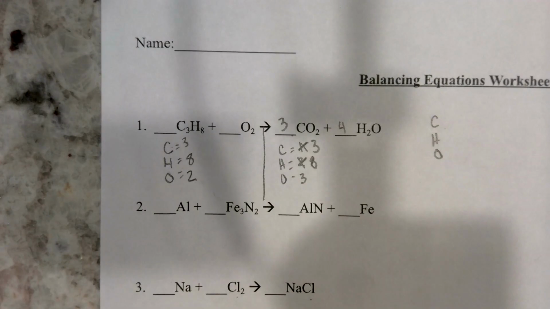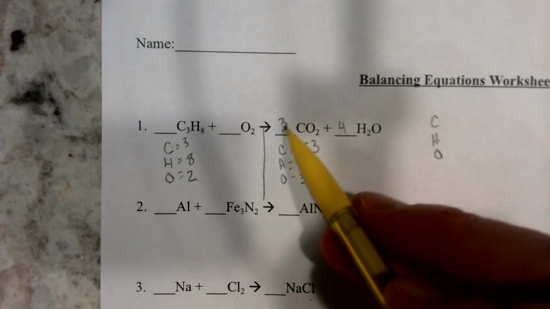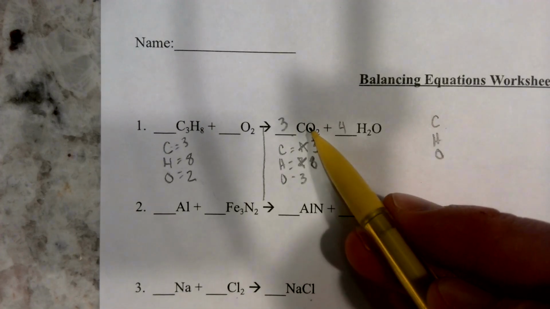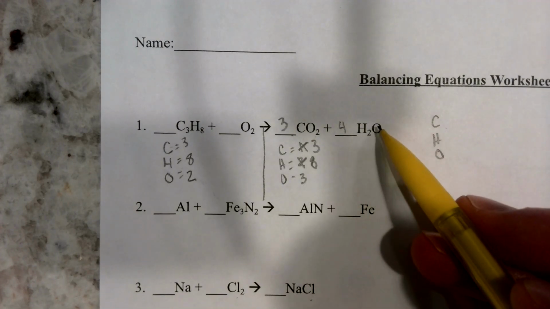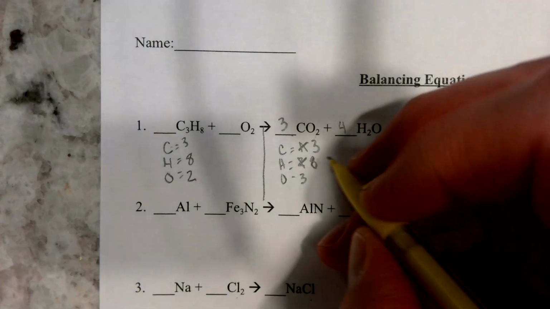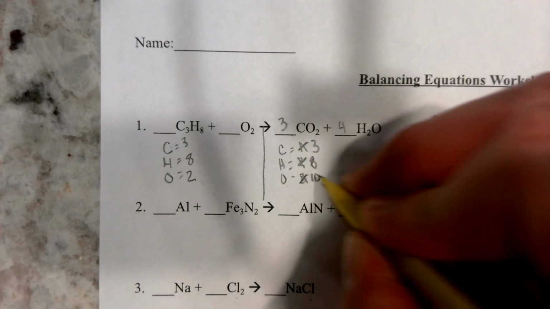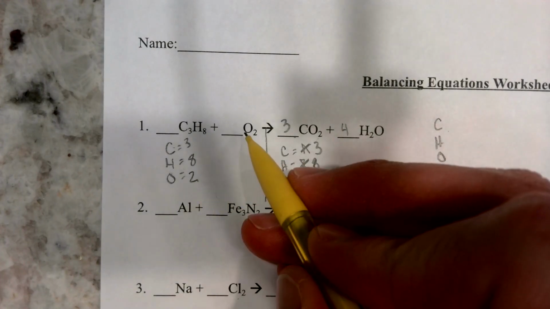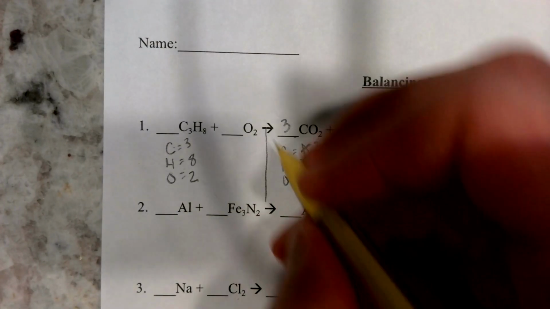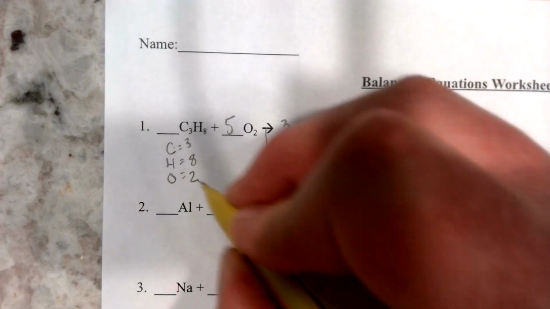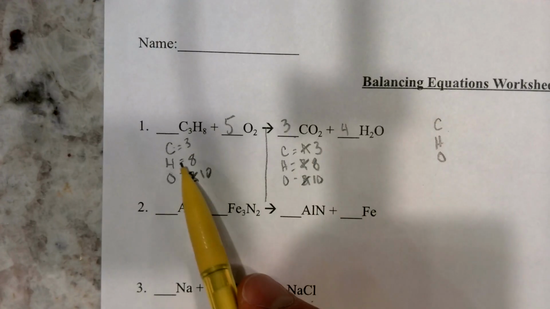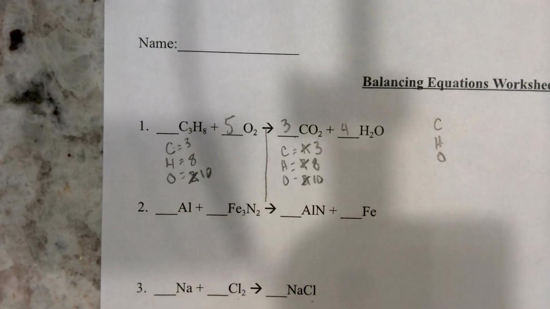So now I'm going to go ahead and recount my oxygens. So I've got 3 times 2 is 6 right there. See, the 3, the coefficient, distributes over. And then I've got 4. So 6 plus 4 is 10. So now when I go over here, well, what times 2 is 10? That would be a 5. So as you can see now, we've got 3 and 3, 8 and 8, 10 and 10. We are done. Okay, that's the first one.